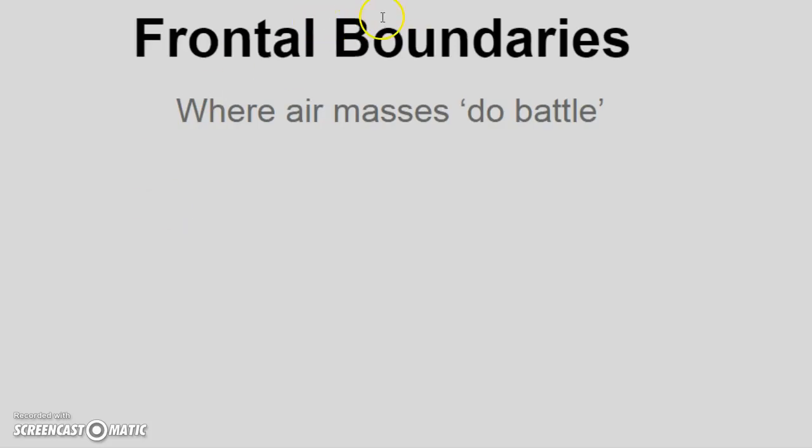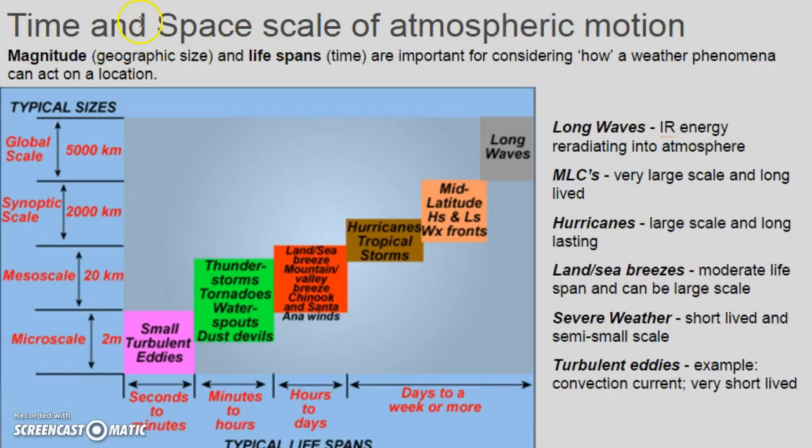As we move on in our meteorology unit, today we're going to start looking at frontal boundaries. And this is where air masses do battle. So here's what this first little graph is. I'm going to start with this and I'll end with this. That there are the time and space scale of our atmospheric motion. And it kind of takes a minute to process that.